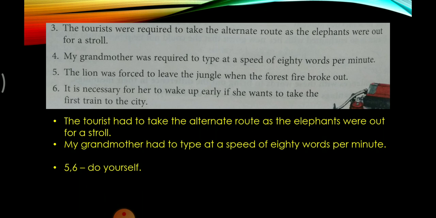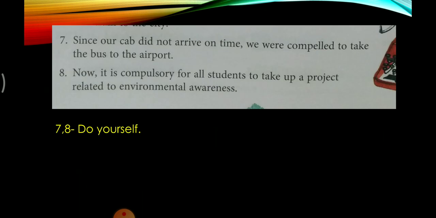Now rest 2. The lion was forced to leave the jungle when a forest fire broke out, and it is necessary for her to wake up early if she wants to take the first train of the city. You will do it yourself. Not only this, but question number 7 and 8 as well. It's very easy. You know that you have to replace a few words with have or had, whatever.